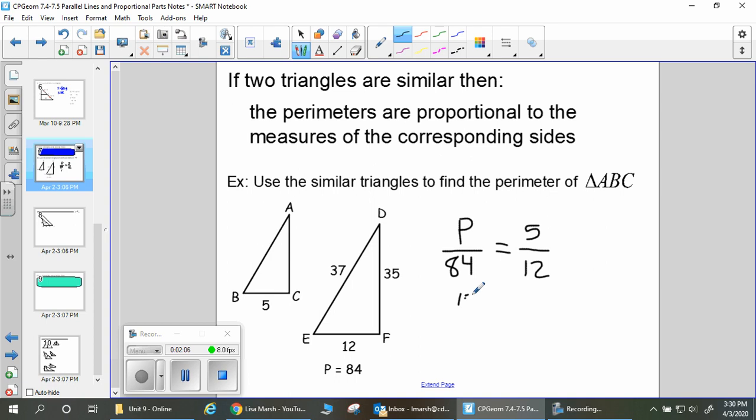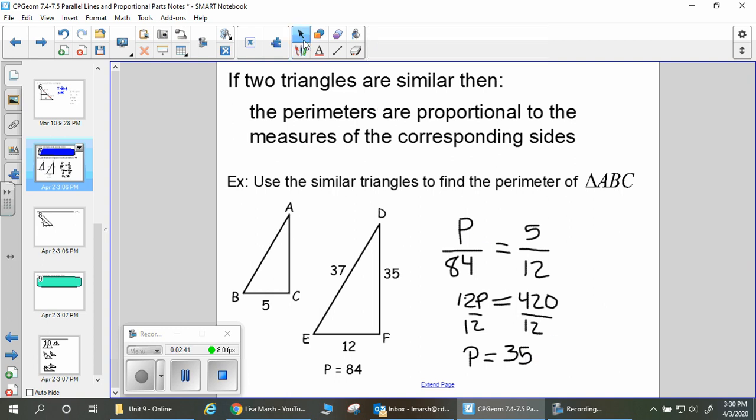So we're going to have 12 times p. 84 times 5 is going to give me 420. And lastly, you're going to divide both sides by 12. And so the perimeter for triangle ABC would have a value of 35. So you're going to set up a proportion, one fraction comparing the perimeters, one fraction comparing the one set of sides that you actually know.